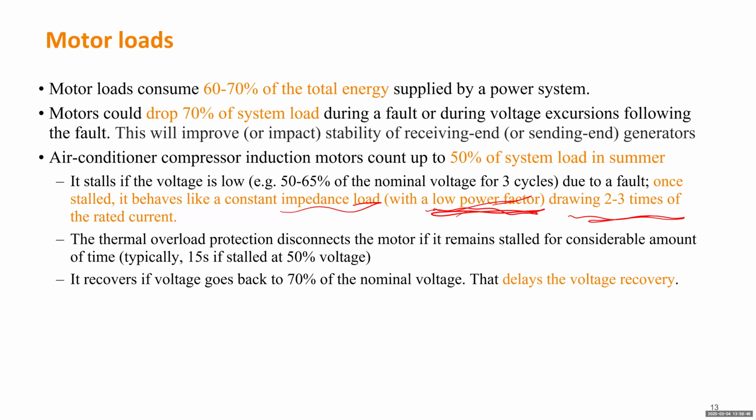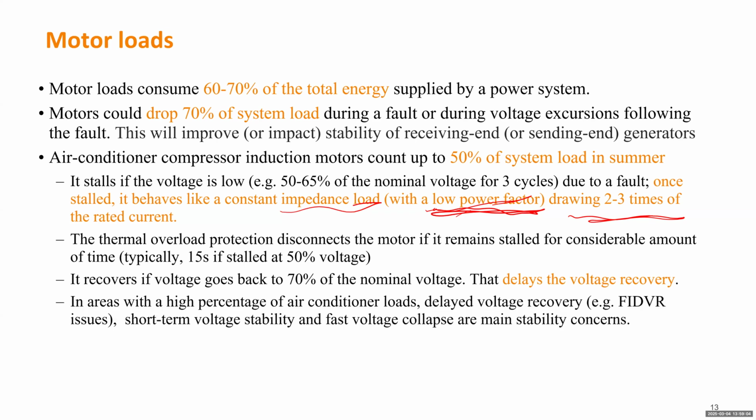There's one example in Southern California, because in summer they have a lot of air conditioner load, because of the stalling issues, the voltage takes a very long time to recover. There are always some percentage of motors that are stalled, then restart, then become stalled again. So in the area with a very high percentage of air conditioner loads, the so-called fault-induced delayed voltage recovery issue will become very serious. Short-term voltage stability and fast voltage collapse are main stability concerns. We'll talk more about such issues in the voltage section.